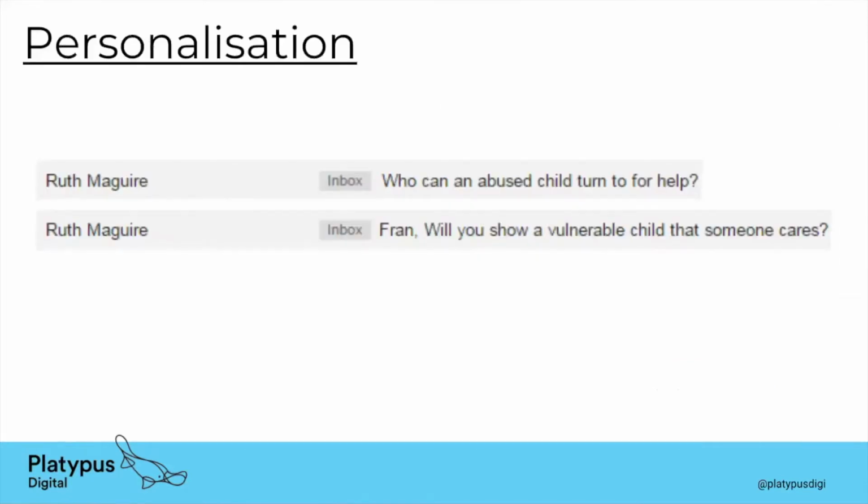So you'll see this example is from a campaign that we did a couple of years ago, where we asked, who can an abused child turn to for help in one version of the test, and then we used someone's first name, asking if we'll show them a vulnerable child that someone cares. And we found when we included the subscriber's first name in the subject line, then that version of the email got a much higher open rate. So using people's actual names is going to be something that's really effective in increasing engagement.